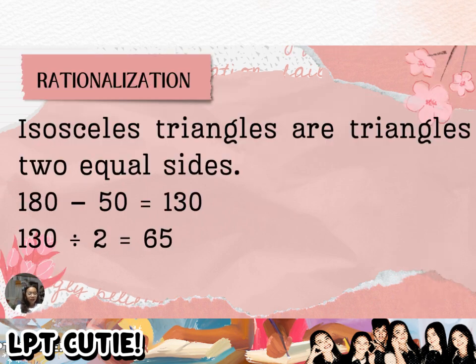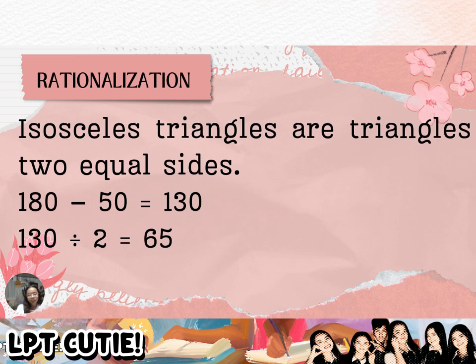So it was given that it is an isosceles triangle, which has two equal sides. Since it was given that we have 50 degrees, we just have to subtract 50 degrees from 180, so we will get 130. And since there are two equal sides in an isosceles triangle, we just have to divide 130 by 2, so we get 65. So 65 degrees. So there are two 65 degrees in our isosceles triangle since two sides are congruent or equal. So I hope you understood that.